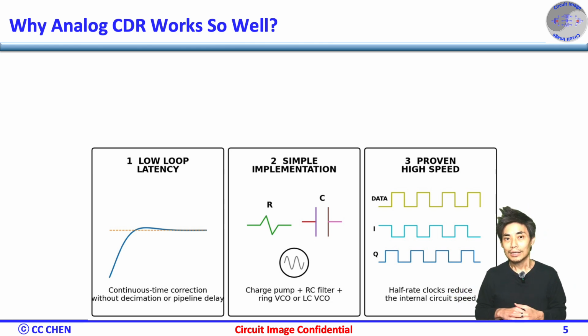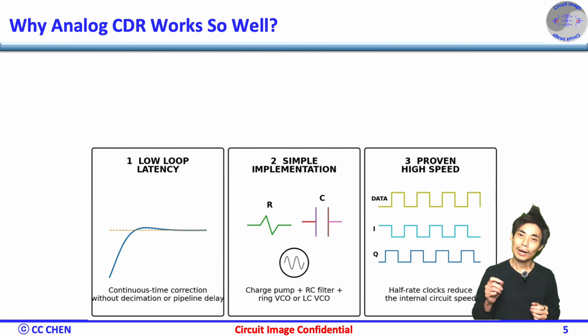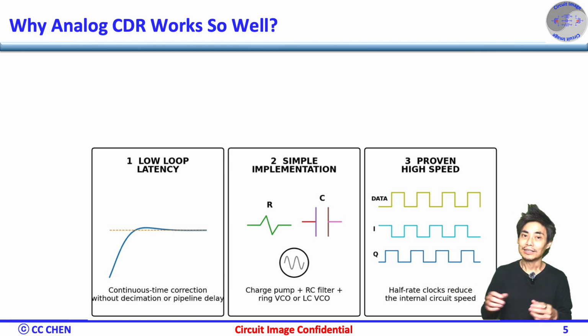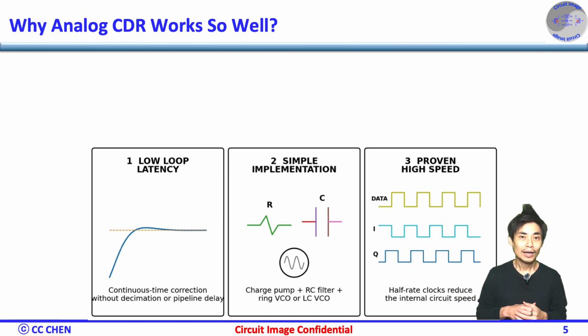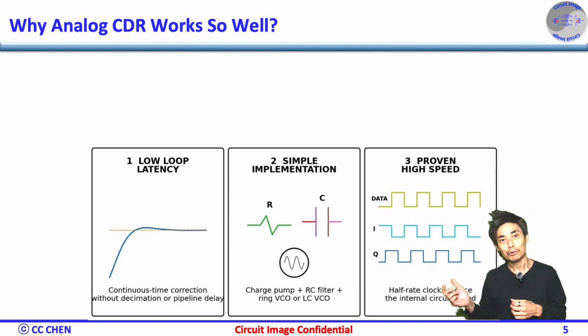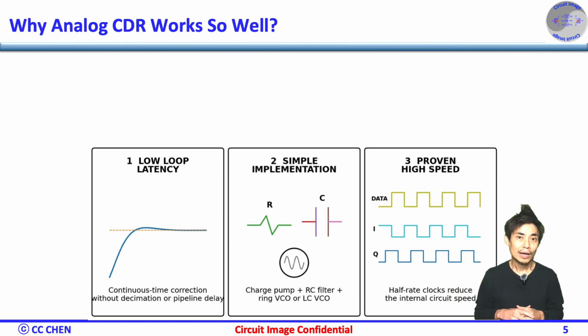The third strength is the demonstrated high-speed operation. Analog CDR reaches multi-gigabit per second data rates, even in older CMOS technology. For example, published designs demonstrate tens of gigabits per second operation using a half-rate phase detector and interpolating VCO. The half-rate architecture allows the internal clock to run at half the data rate. This can significantly relax the speed requirement of the internal circuits.